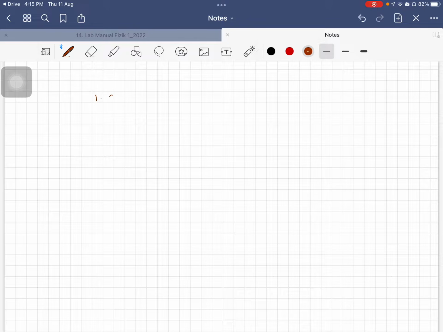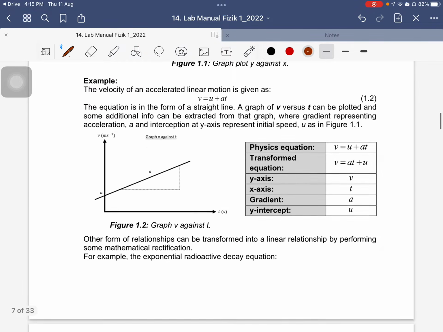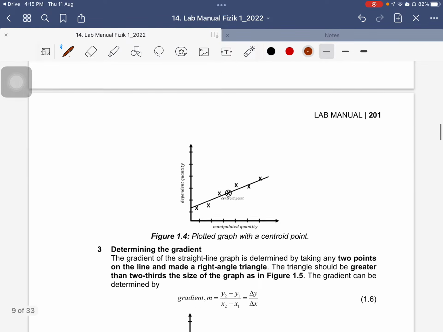The first one is the sketch graph, and the second one is the plotting graph. A sketch graph is easier because you don't have to be detailed in the graph, but for plotting a graph you need to be very detailed: the symbols, the plots, and everything. We will look at both here, based on the exercise given and the report you need to submit.